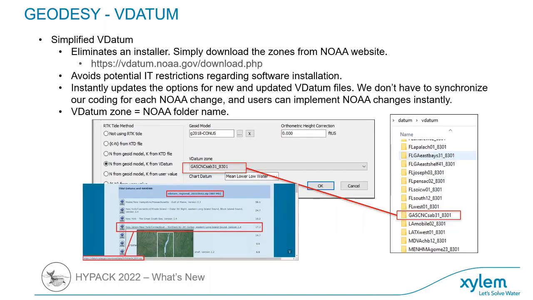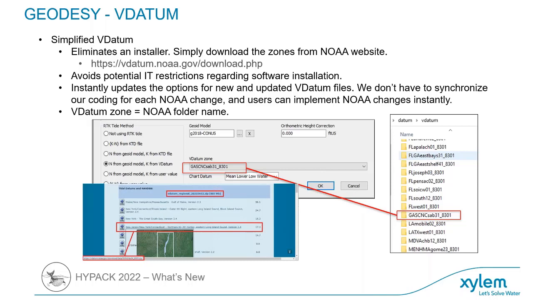Okay. Made some changes in GEODESY. We changed the VDATUM a bit this past year too. One of the issues we've had with VDATUM is, I guess when we developed it in HYPACK, which goes back to 2013, 2014, we didn't anticipate NOAA actually updating the VDATUM zone so frequently. I think some of the zones get updated pretty much a couple times a year.